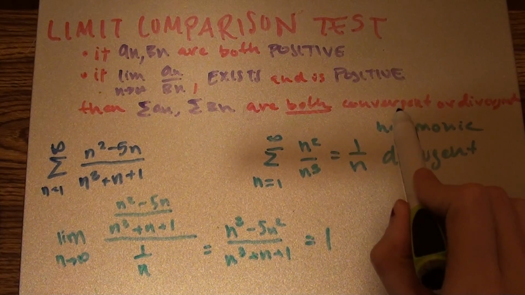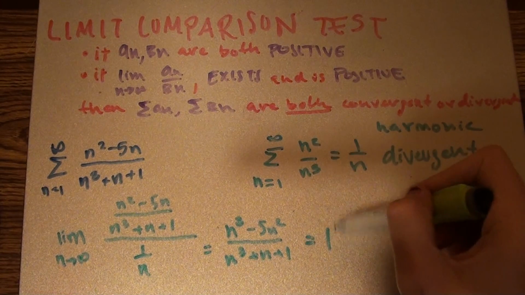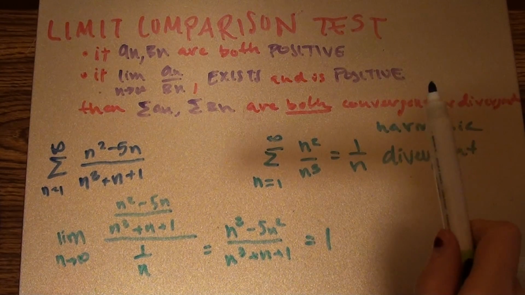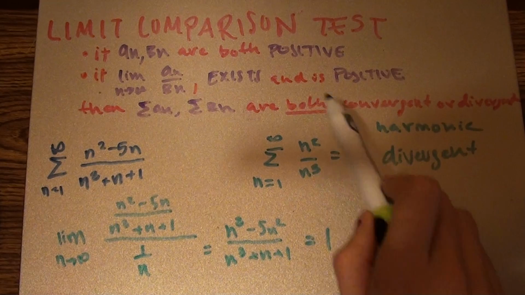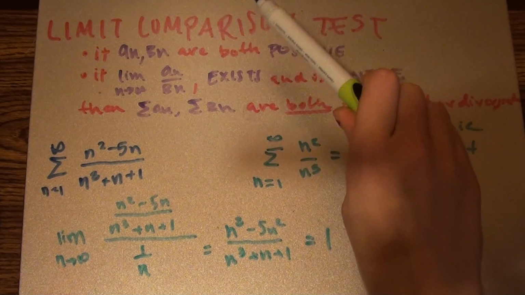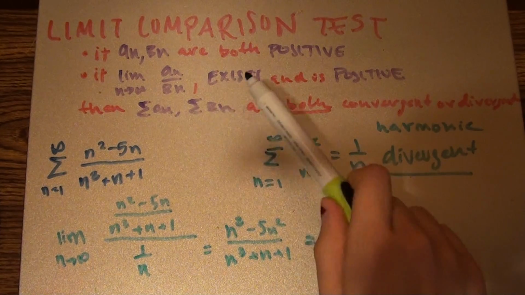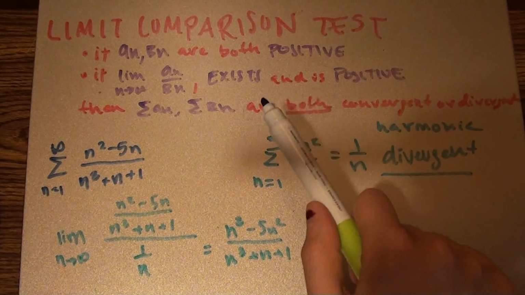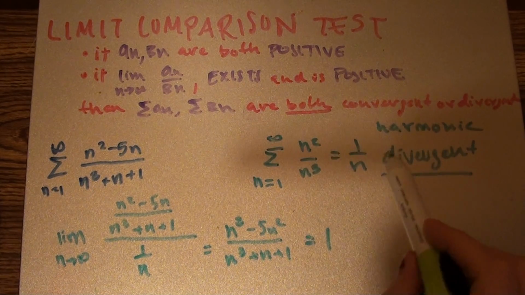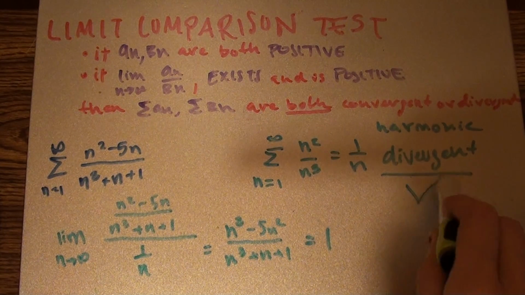We have a limit that exists, it equals 1, and 1 is positive, so we have both of those conditions checked. We know, therefore, that our harmonic series is divergent. So by the limit comparison test, we know that A and B are both convergent or both divergent. Because they're both the same thing, both of them are going to be divergent.